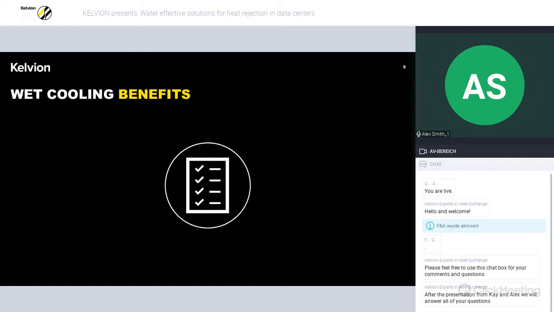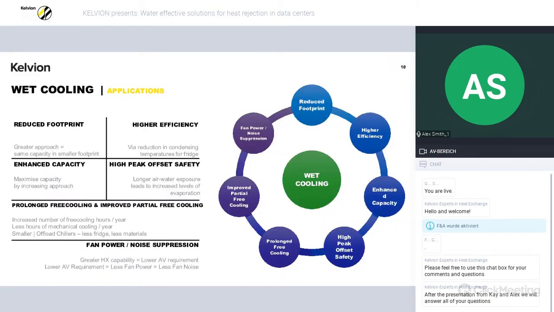So, what are the benefits of using water in heat rejection? There are a number of different benefits which can be achieved by using wet or semi wet cooling, such as reduced footprint and increased efficiencies. But the most critical of these, with respect to data centers, and the ones I'll be discussing today, are the ability to prolong hours of free cooling operation by increasing the number of low temperature hours per year, offsetting peak ambience by reducing the air temperature during thermal spikes in the ambient, and reducing fan power and noise by requiring less air to achieve the same capacity.